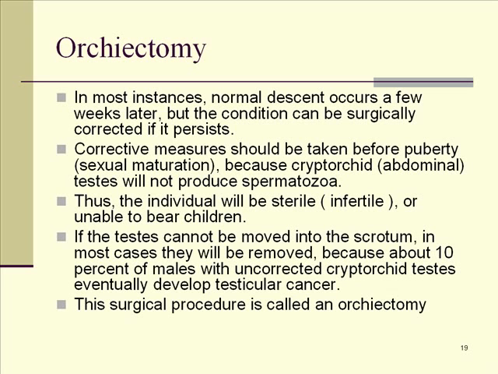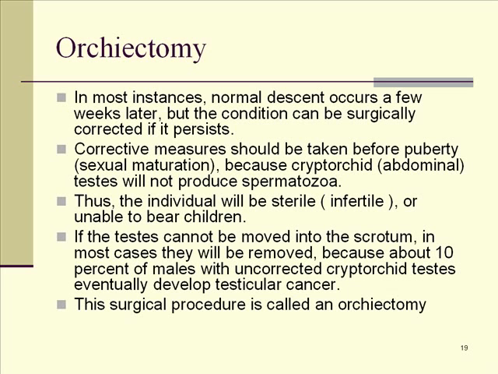Sperm won't develop at 98.6. That's our normal body temperature. Sperm has to develop at a lower temperature, and so if the testicle remains in the abdominal cavity, the body temperature is higher than what sperm needs to develop. And so if corrective measures aren't done, the testicle will not produce spermatozoa. So these individuals will be sterile or infertile and unable to bear children.